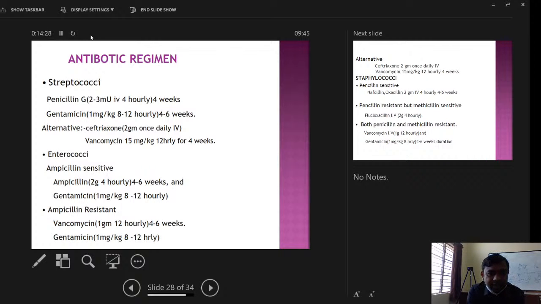So for the antibiotic regimen, if you are suspecting streptococcus or if culture is showing streptococcus, then start with penicillin G 2 to 3 million international units 4th hourly for 4 weeks, and gentamicin 1 mg per kg 8 to 12th hourly, that is TID or QID, for 4 to 6 weeks. The alternative to penicillin and gentamicin is a cephalosporin, that is ceftriaxone 2 grams once a day, and vancomycin 15 mg per kg 12th hourly for 4 weeks.